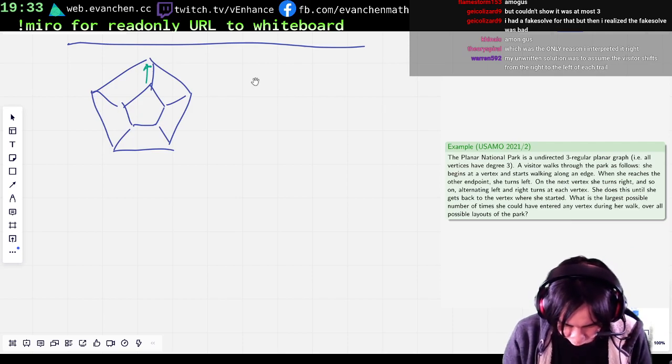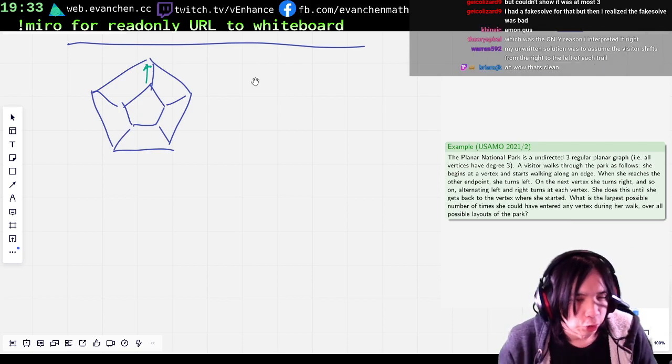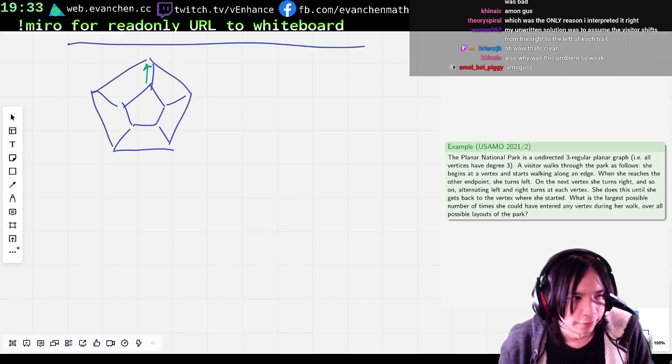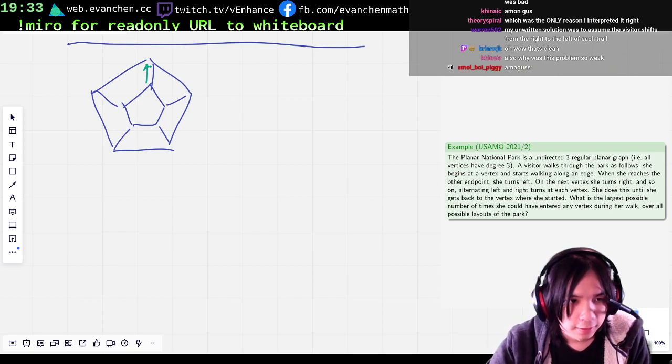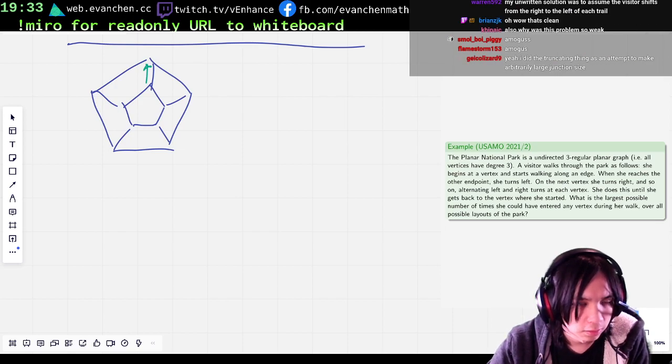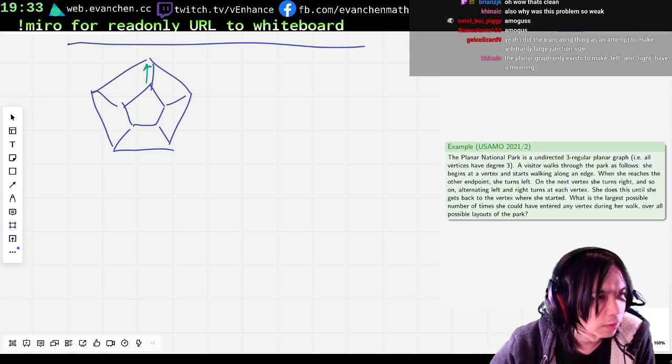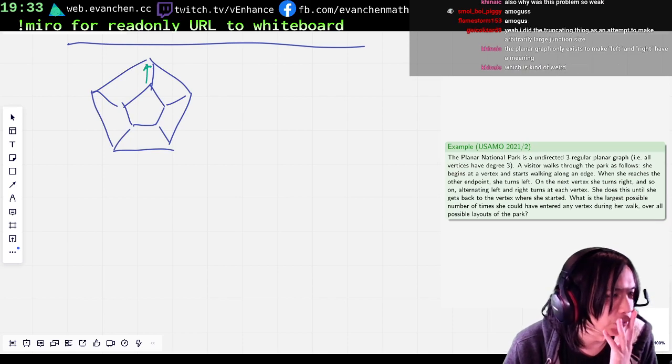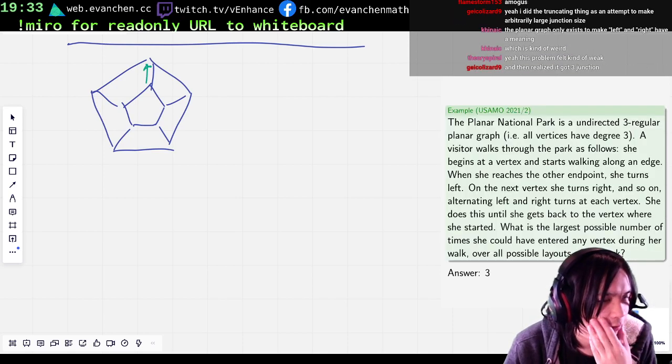Okay, so let's prove the bound. Oh, I should say the answer. Yeah, answer 3. The planar is only there so that left and right makes sense. Otherwise, it doesn't really matter.